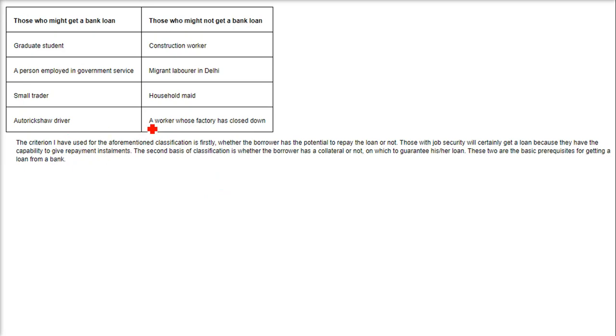Now the criterion we have employed for classification is simply that people who may repay the loan, who have a salary certificate, are educated, or have some collateral, will be given a bank loan. Otherwise, those who are not able to provide any collateral, or don't have enough money or enough education, might not be able to pay the loan.